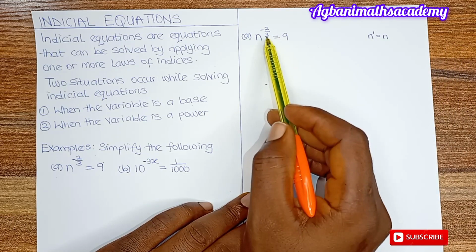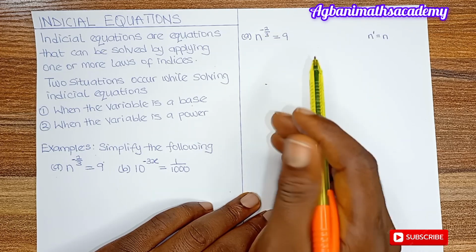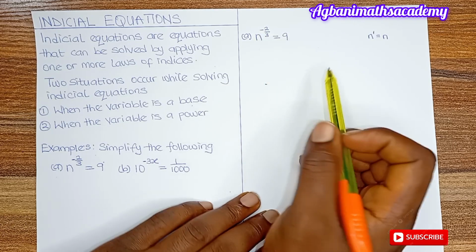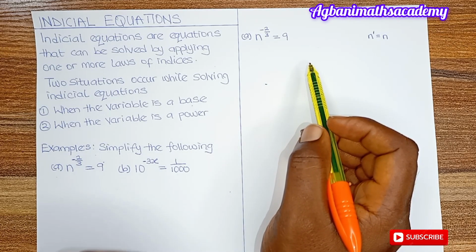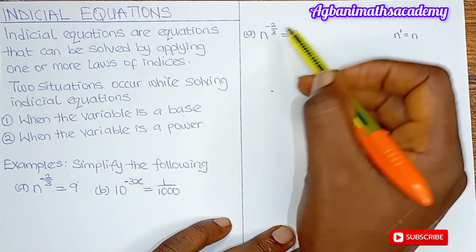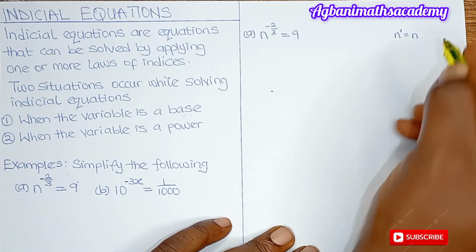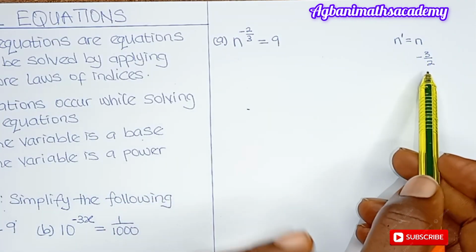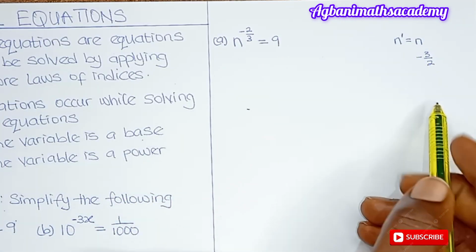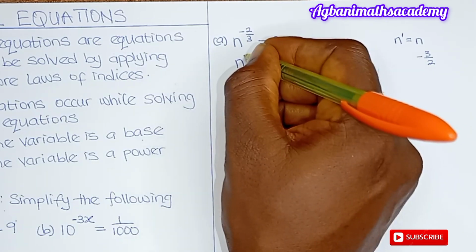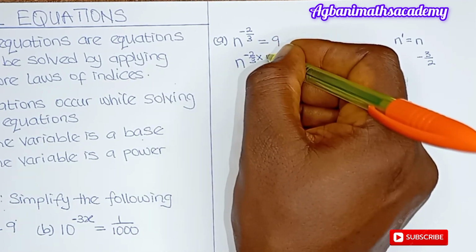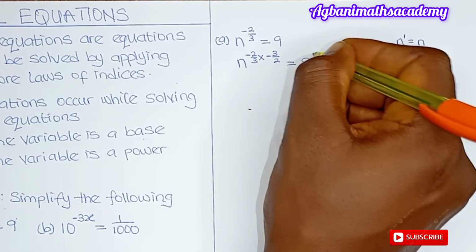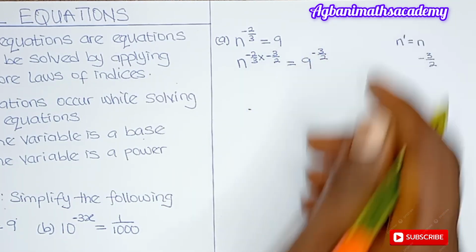The next question is, how do we make the exponent here become 1? What you need to do is, whatever exponent you see here, multiply both sides by the inverse of that exponent. So the exponent we have here is minus 2 over 3. The inverse will be minus 3 all over 2. So we are going to raise both sides of the equation to minus 3 over 2. So this will be n to the power of minus 2 over 3 multiplied by minus 3 over 2 is equal to 9 to the power of minus 3 over 2.